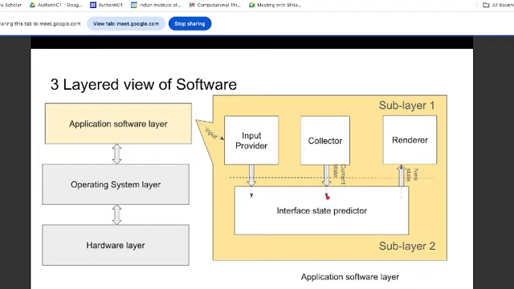So the current state and the user's input to manipulate that state go into the interface state predictor. What is this interface state predictor? It is the actual software which manipulates these two to form the new state. So what is the state of? It is the state of the interface. So I will explain with an example.